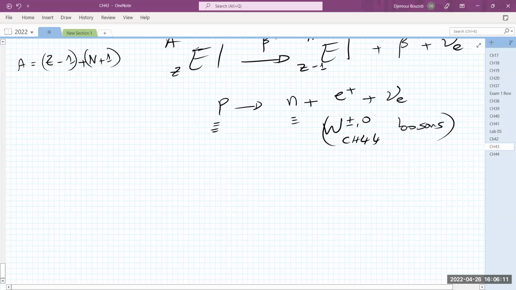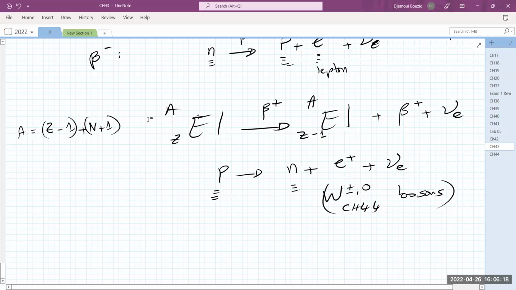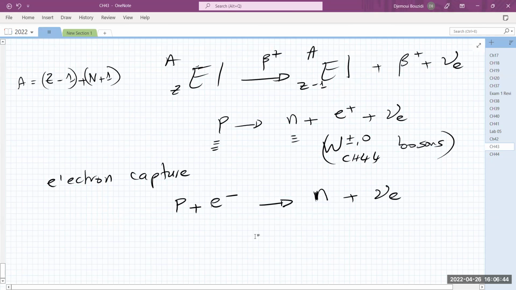Anyway, the last process, another type of beta decay if you wish, actually involves electron capture. And this is an important process. In this case, a proton captures a normal electron, and at the end of the day it is going to be a neutron, plus, in this case, a normal neutrino. So this is called an electron capture.